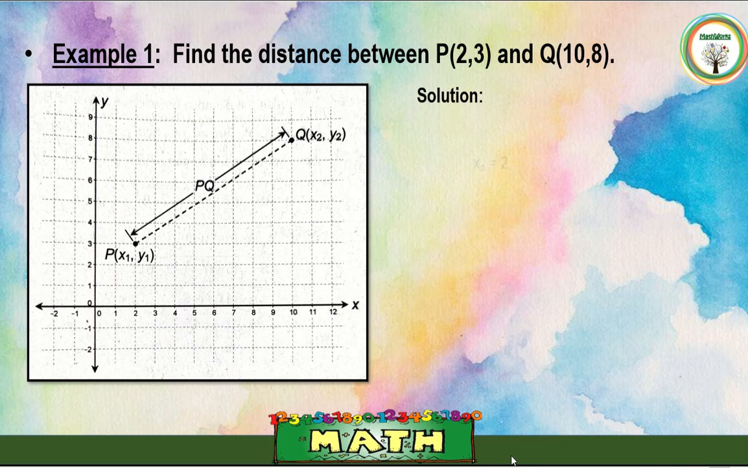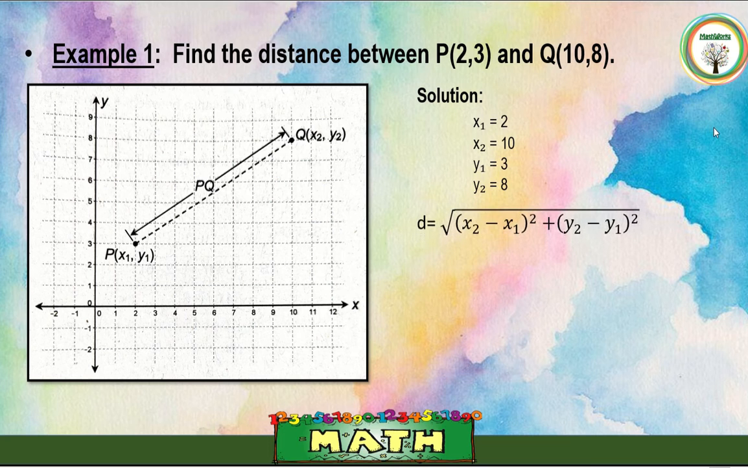For our solution, we have our x sub 1, which is 2. This is our x sub 1. Then our x sub 2 is 10. This one. And our y sub 1 is 3. And our y sub 2 is 8.